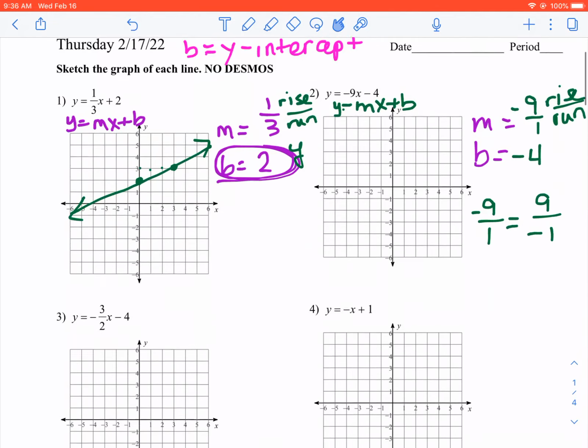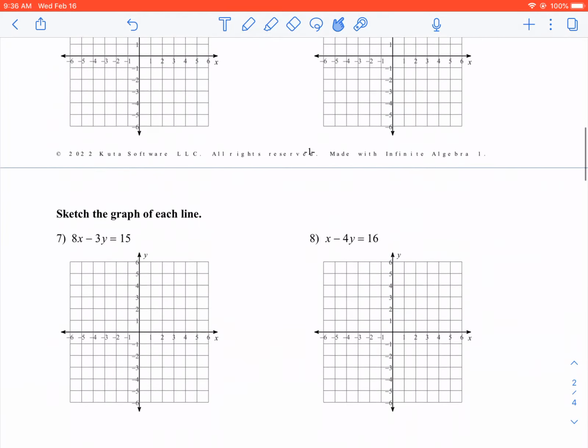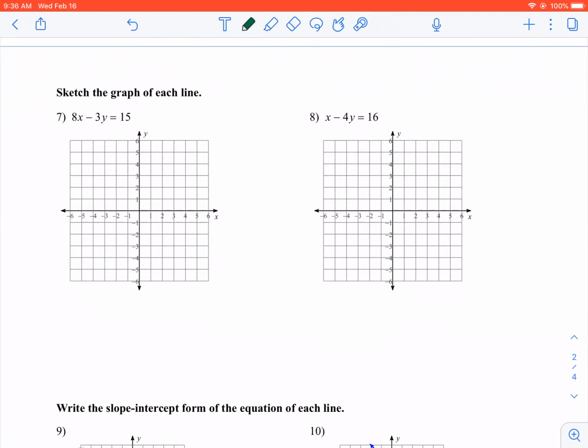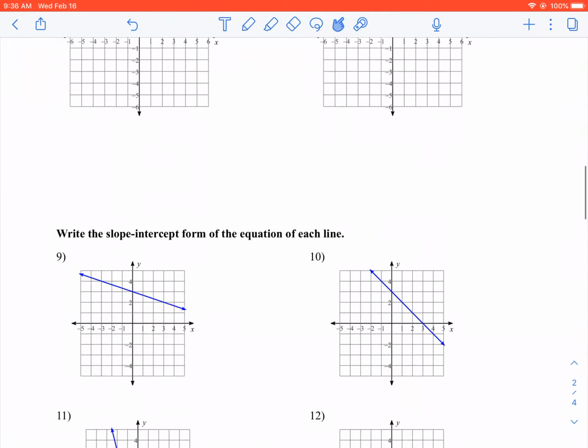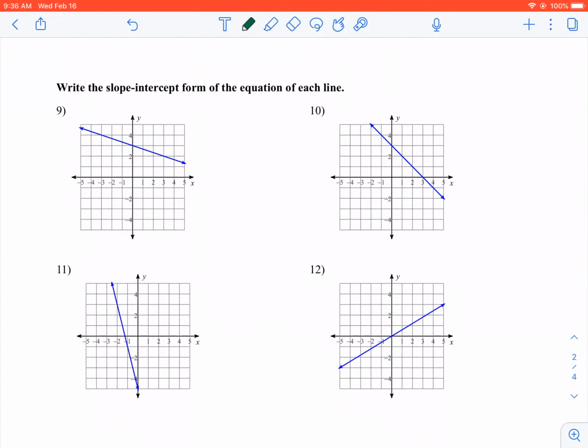So these are all the same. These two, you have to solve for y. So minus 8x, and so on. But I'm going to let you do them. I'll check them if you need help, but you have to do them on your own. And then the last 4 problems, you need to find m, b, and then write your equation. All of this is without Desmos, okay?